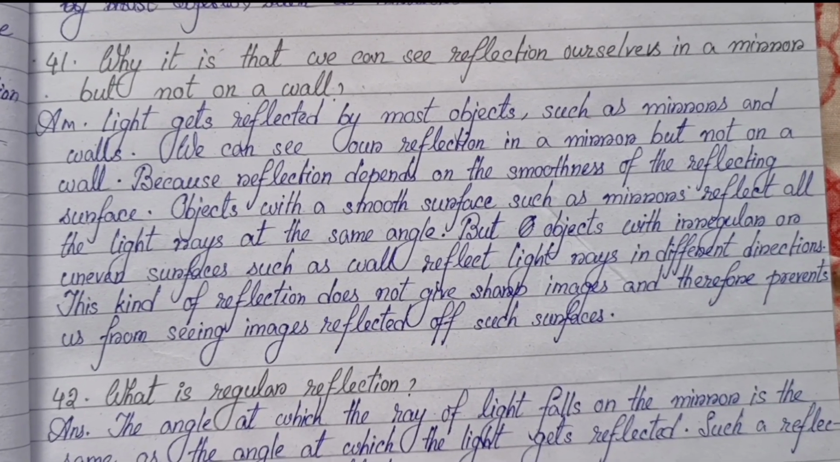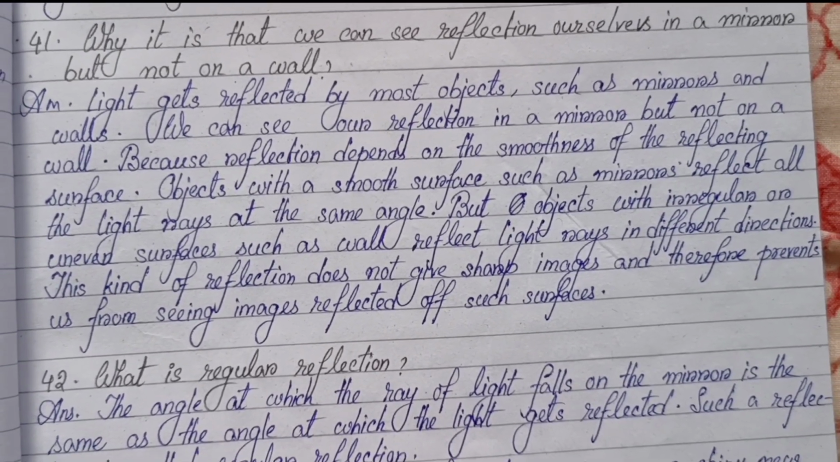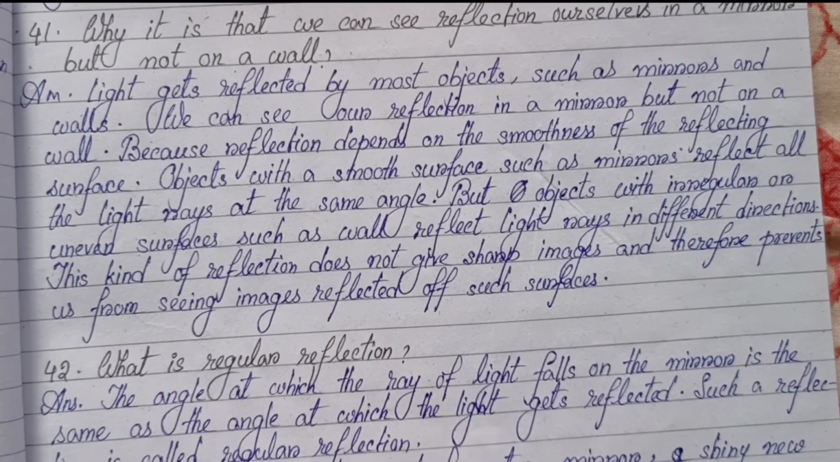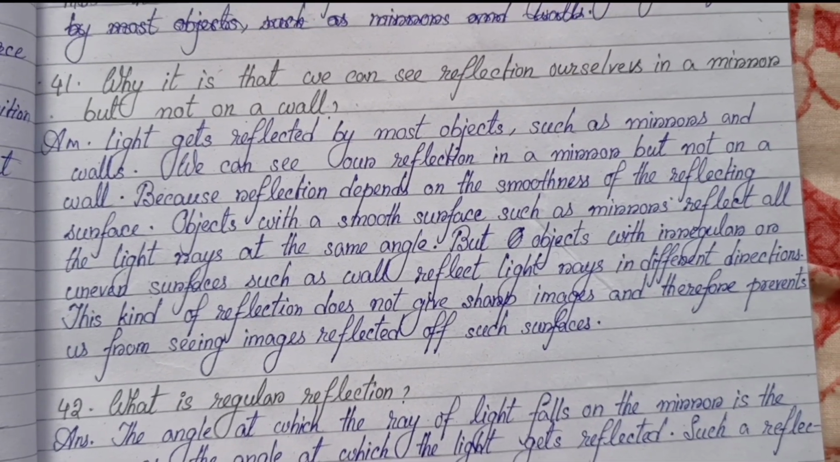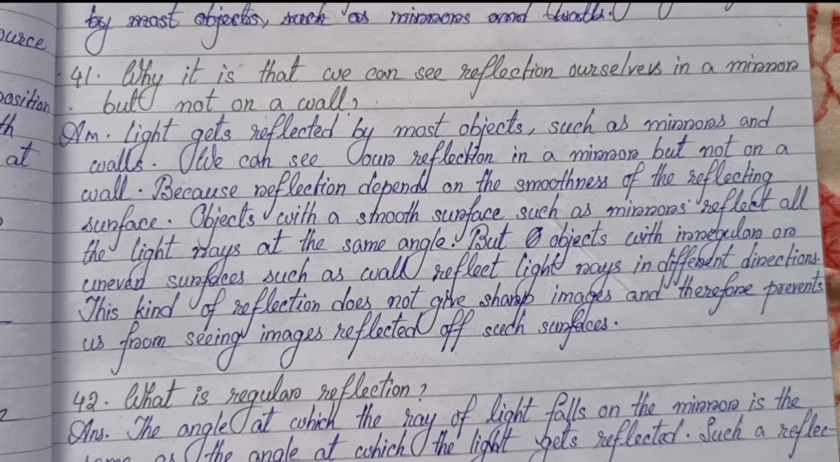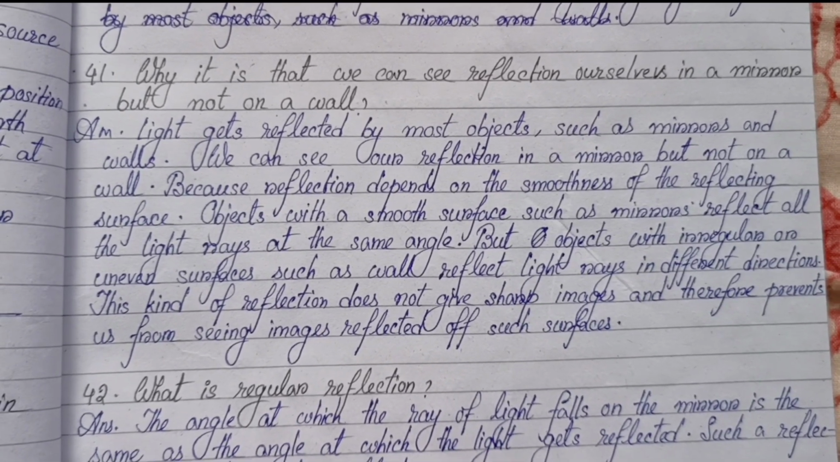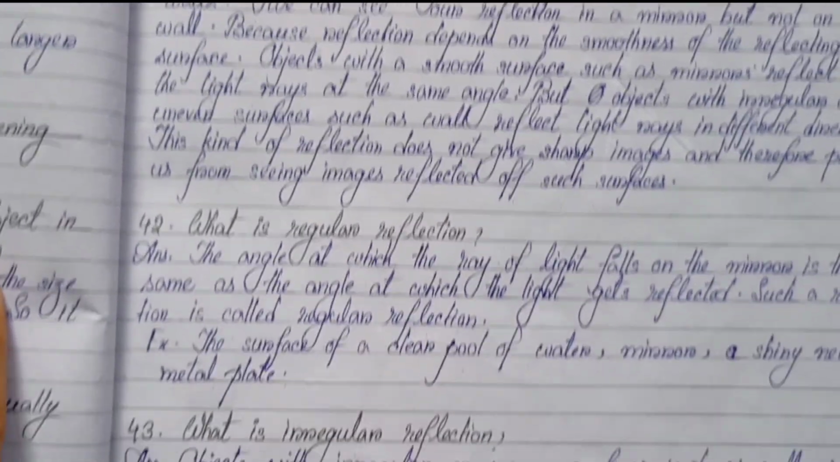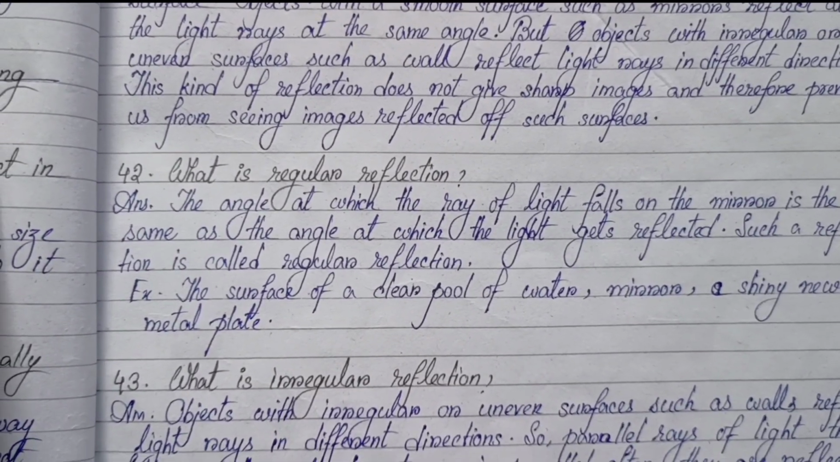Objects with a smooth surface such as mirrors reflect all the light rays at the same angle. But objects with irregular or uneven surfaces such as a wall reflect light rays in different directions. This kind of reflection does not give sharp images and therefore prevents us from seeing images reflected off such surfaces. Number 42. What is regular reflection?